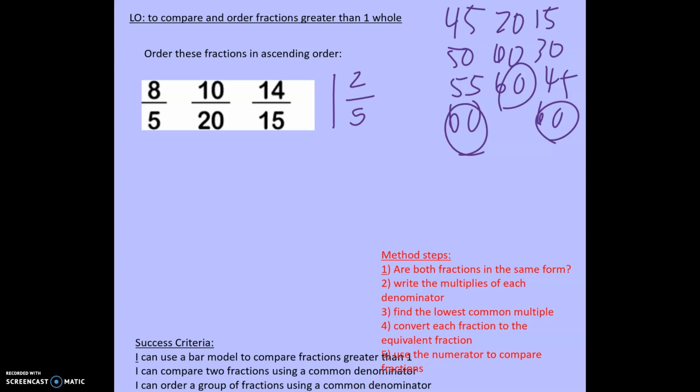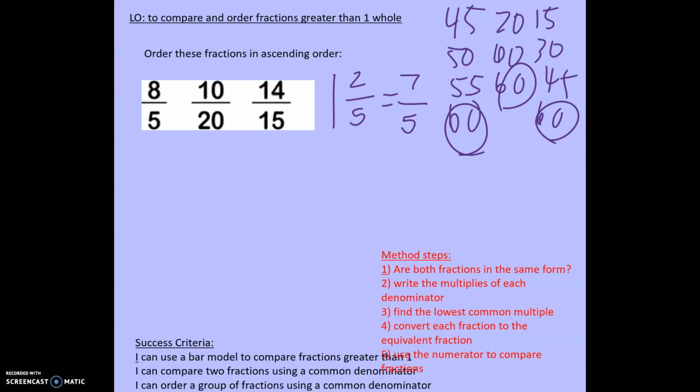Okay, I've got just enough time to show you one last question. So this would be ordering our improper fractions. We've got all of these fractions in ascending order, and we know from the beginning of the week that ascending is smallest to biggest. Now you can see I've already written my multiples down and found that 60 is the common multiple. But before I continue, I just need to change this mixed number into an improper fraction. I know that 1 whole times 5 is 5. Add my 2 is going to give me 7/5.